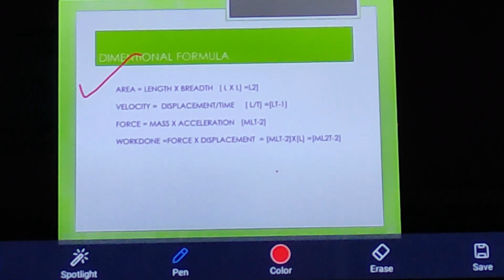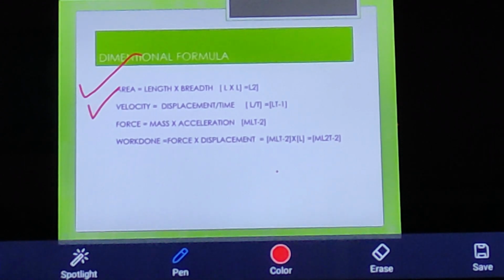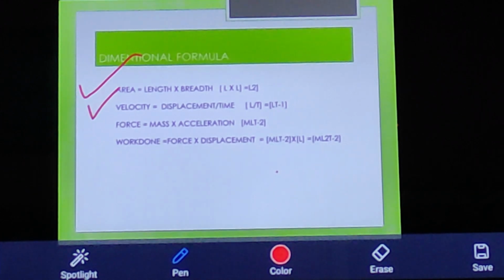The next one is the velocity. Velocity is written in the form of displacement by time. Displacement is L, and L can be treated as the dimension of distance. And T is the time. So L by T, that is L T to the power -1.